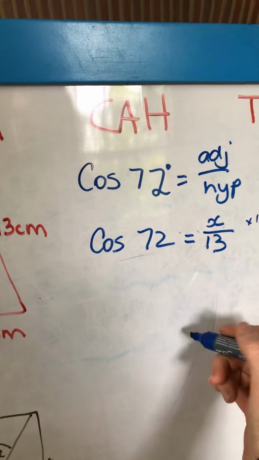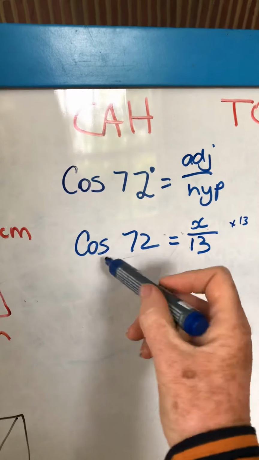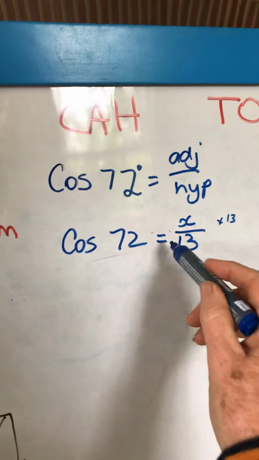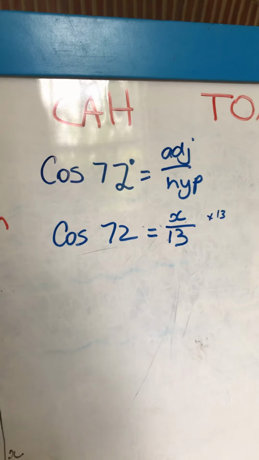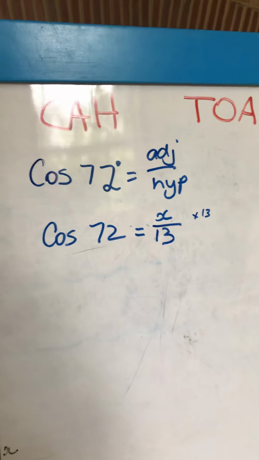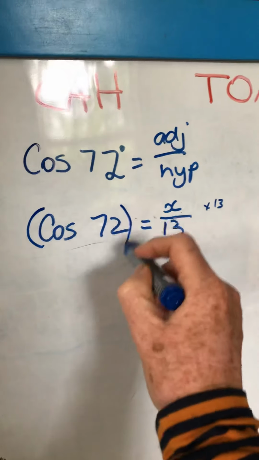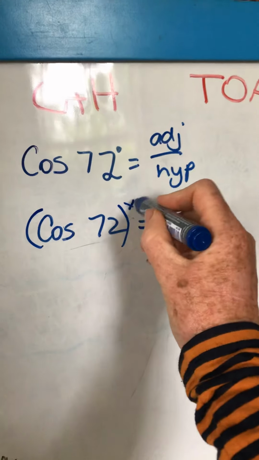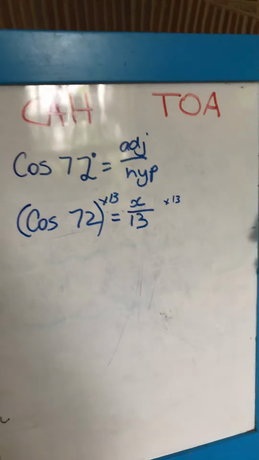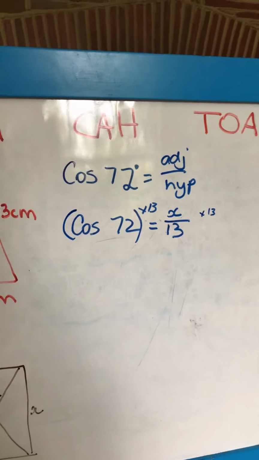To get the x by itself, how do you get rid of divide by 13? Yes, you times by 13. Now when you come over here, don't just type in cos of 72 times 13, because that'll give you the cos of whatever 72 times 13 is. You need to find the cos of 72, press equals, then times it by 13, or put a bracket around it at least, and then you'll get your answer.